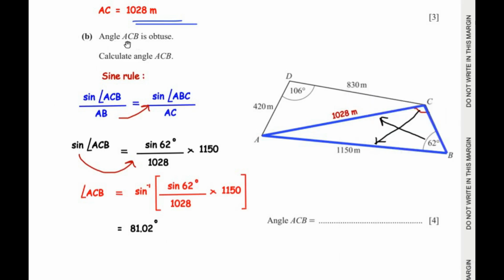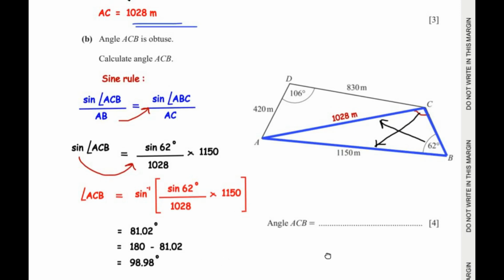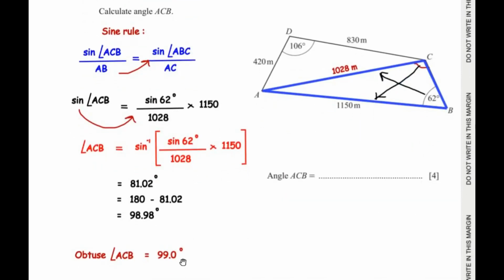Now in the question they had given that angle ACB is obtuse. And we know that obtuse angles lie between 90 degree and 180 degree. But 81 becomes acute now. So to get this as an obtuse angle, we are going to subtract this value from 180 degree. So here 180 minus 81.02 gives us 98.98 degree, or rounding it to one decimal place, we can write it as 99.0 degree. So this is the value of obtuse angle ACB.